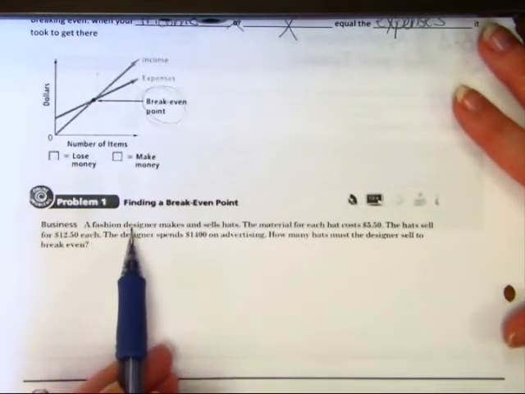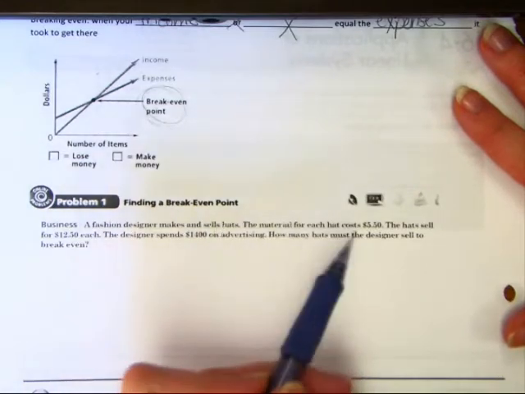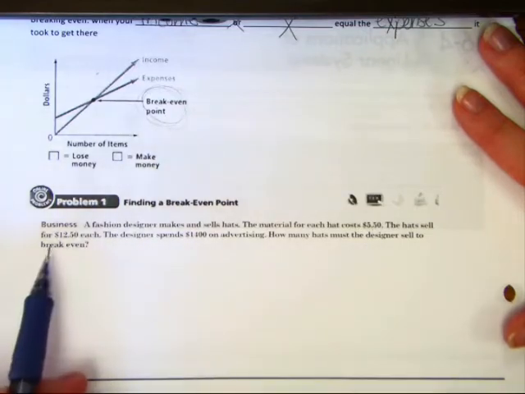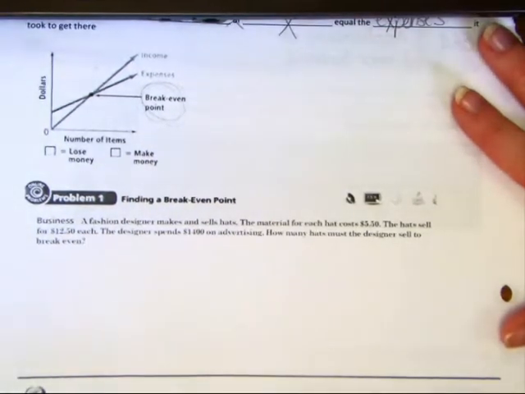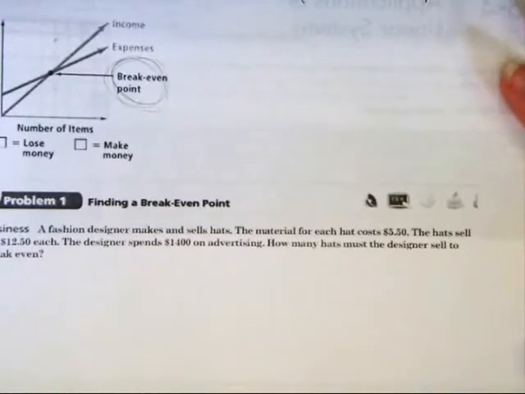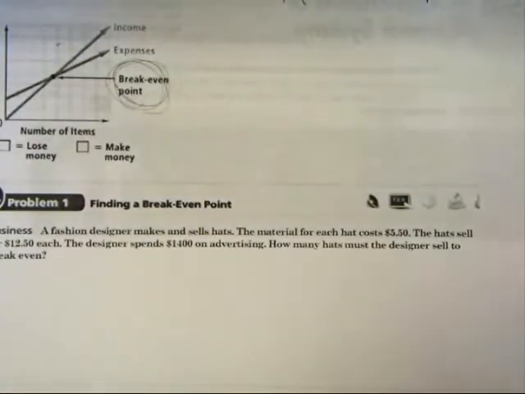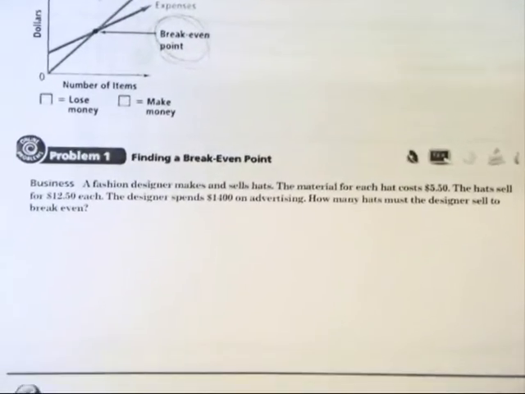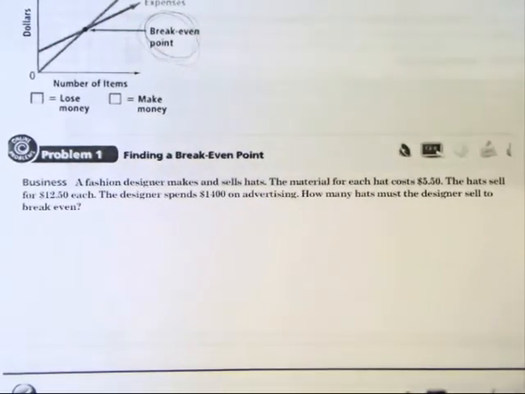A fashion designer makes and sells hats. The material for each hat is $5.50. The hat will sell for $12.50. I'm going to zoom in a little bit. It's kind of hard to read, I know. Now the designer spends $1,400 on advertising. How many hats must the designer sell in order to break even?